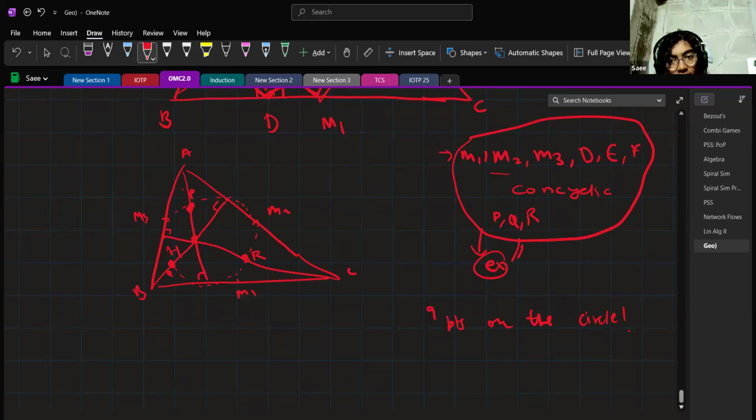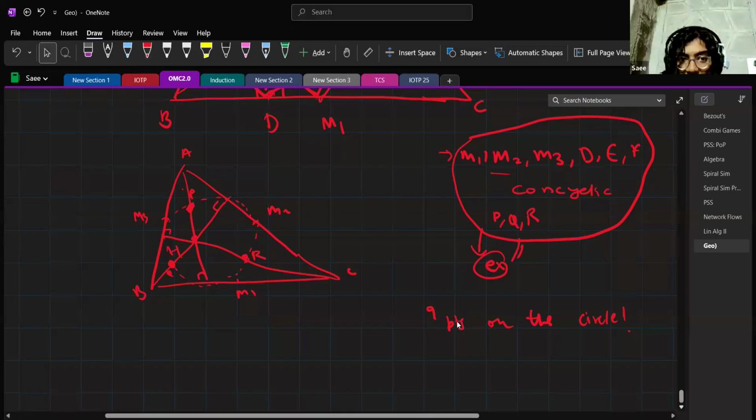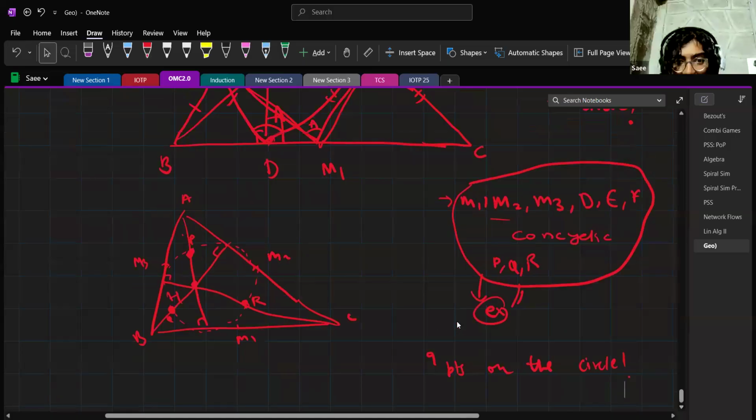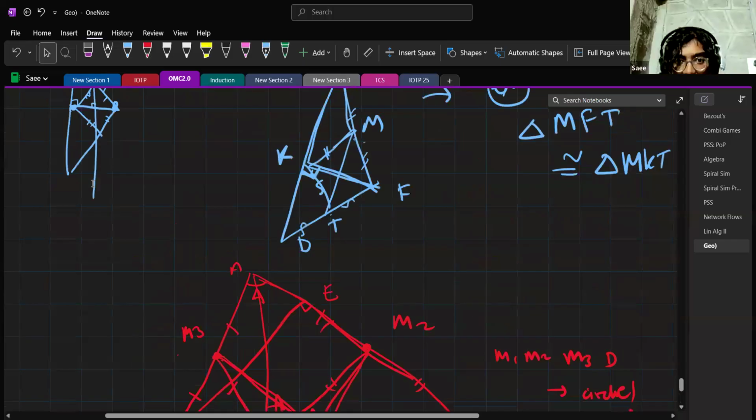So that's why it's called that. People were like, let's be very creative. There are 9 points lying on a circle. What do we call this circle? Call it the 9-point circle. So that's called a 9-point circle. And it's very useful because it passes through a lot of points.